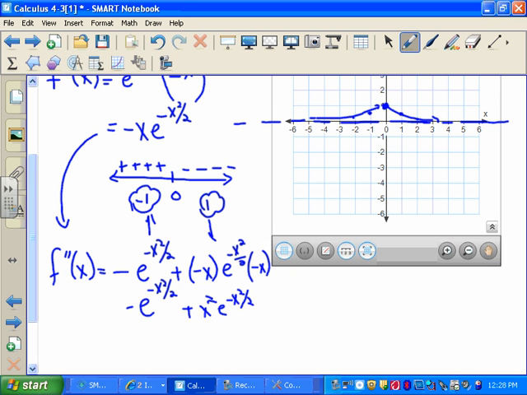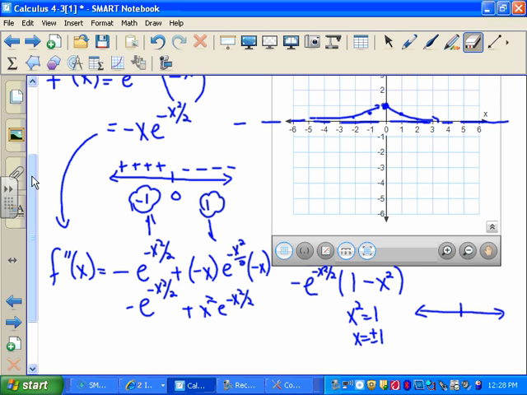So I'm going to factor and solve. I'm going to pull out a negative e to the negative x squared over 2 from both, and I'm going to get 1 minus x squared. That means x squared equals 1 and x equals plus or minus 1, which means my concavity changes at plus or minus 1. So what I want to do is a second derivative test: choose a number between them, and a number to the left and the right. And remember, those are my thinking bubbles. You can pick any numbers you want.